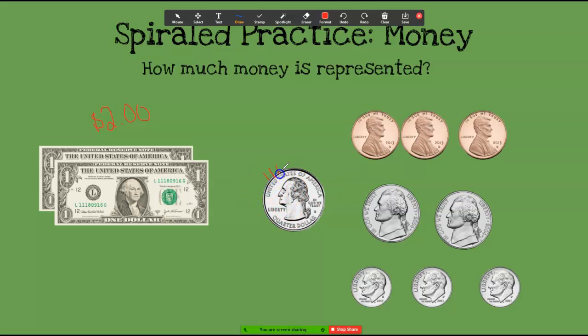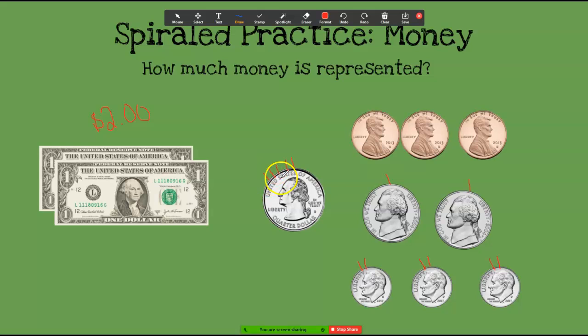5, 10, 15, 20, 25. The nickels are worth 5 cents. 5, 5. Our dimes are worth 10 cents. 5, 10, 5, 10, 5, 10. And then we count by ones when we get to the pennies. Okay, so count by fives with me until we get our total.